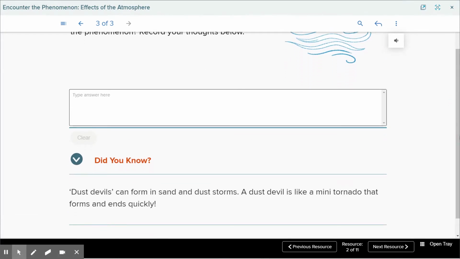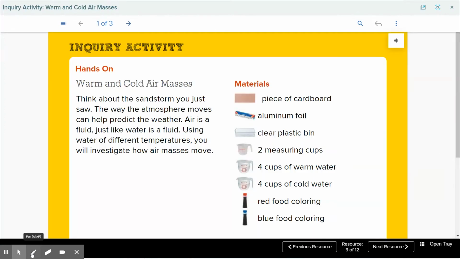Did you know dust devils can form in sand and dust storms? A dust devil looks like a mini tornado that forms and ends quickly. Have you ever seen one? Next, I would like you to turn the page to page 86. Here, we're going to see the inquiry activity in action as we watch it online.